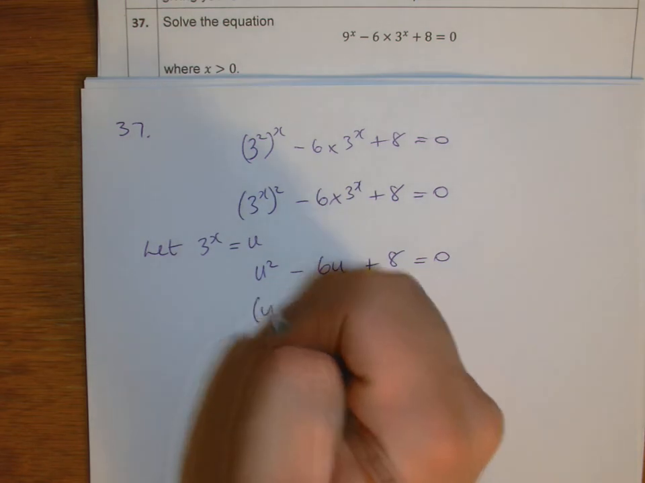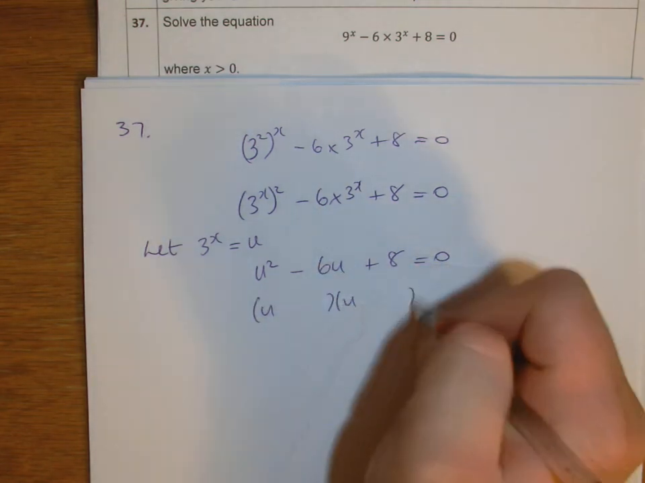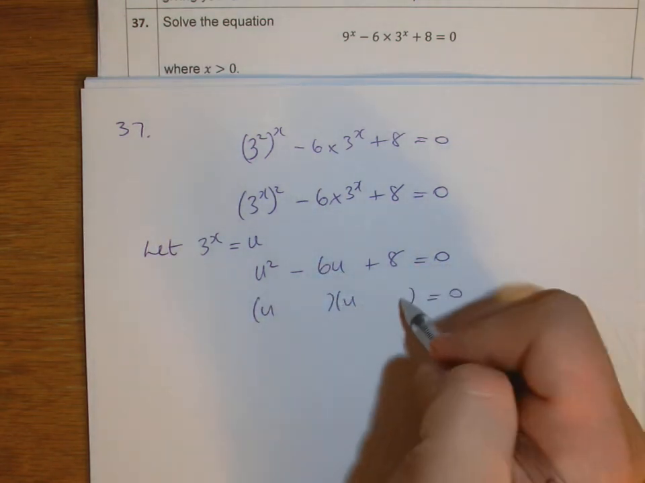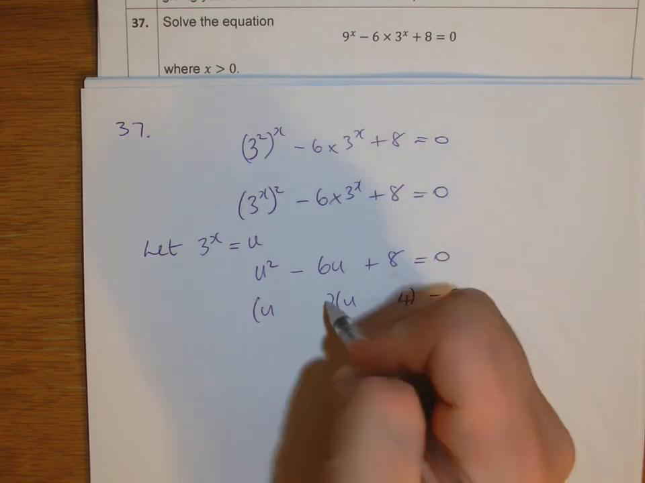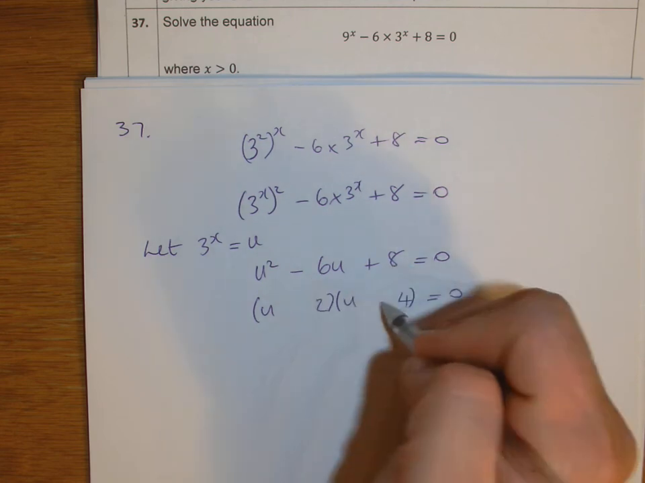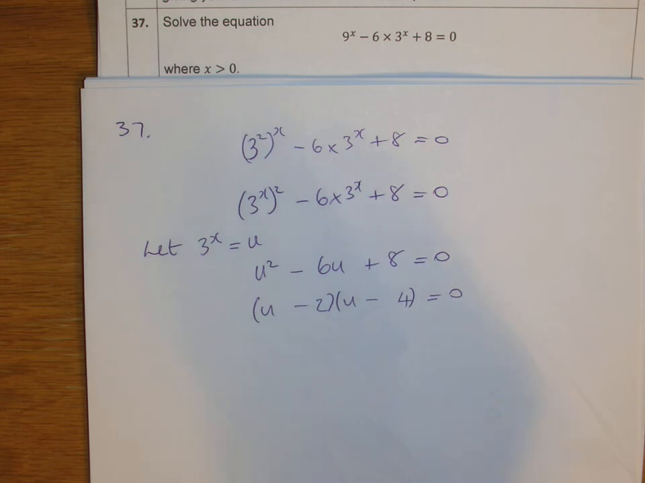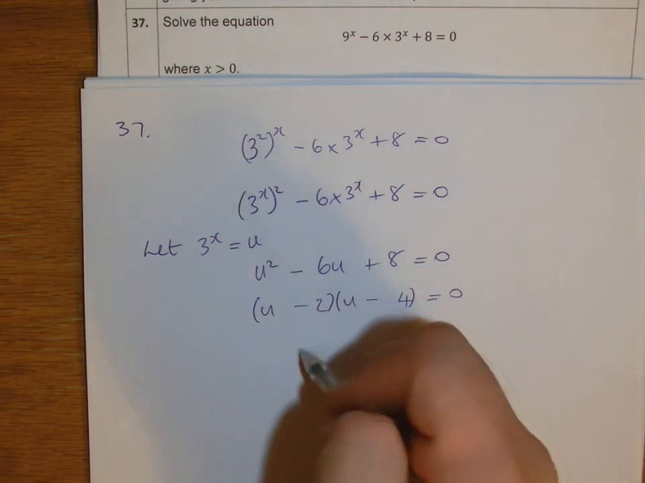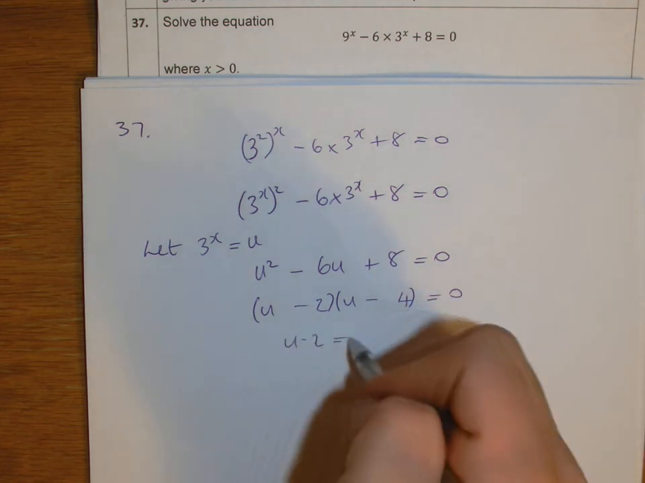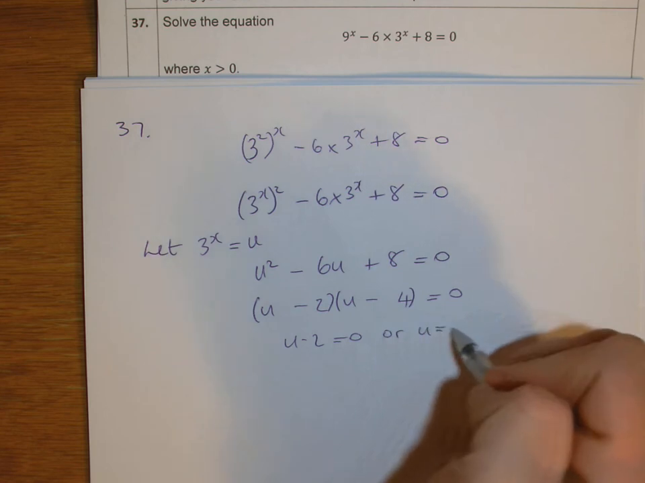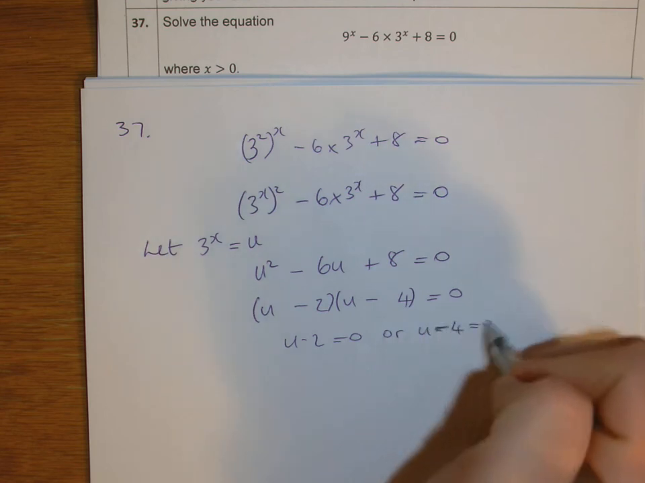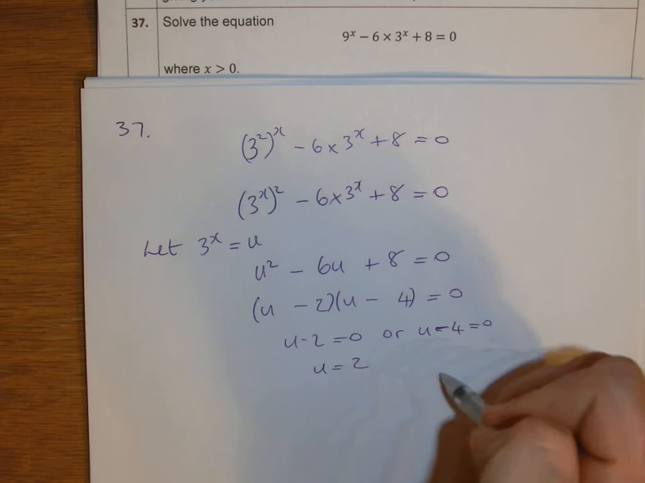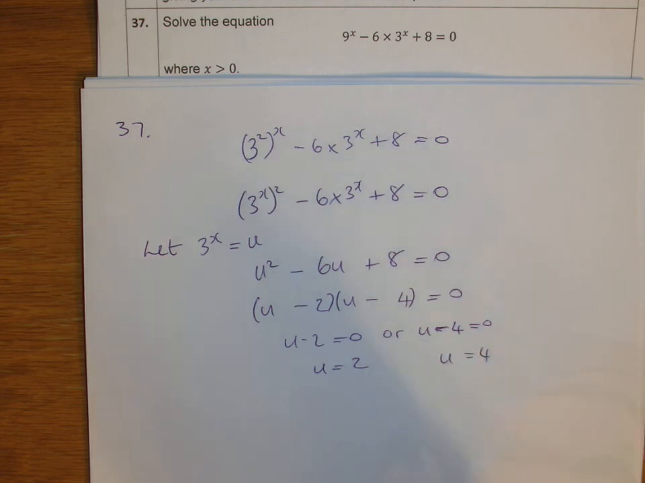So what I can do now is factorize. Put it into two brackets, and we find two numbers that multiply to give 8 and add up to give minus 6, so that'll be minus 2 and minus 4. So then we have u minus 2 equals 0, or u minus 4 equals 0. So that means u is equal to 2, or u is equal to 4.